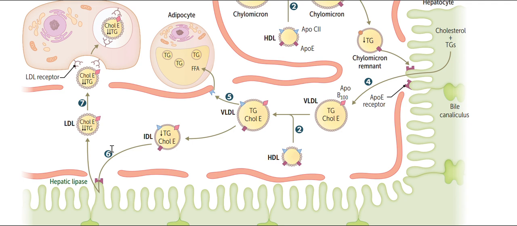So PCSK9 itself is degrading the LDL receptor on the liver. So then we need inhibitors to inhibit the degradation of LDL receptors, so there are more LDL receptors attached on the liver, so they can take more cholesterol from the serum, right? Yeah.